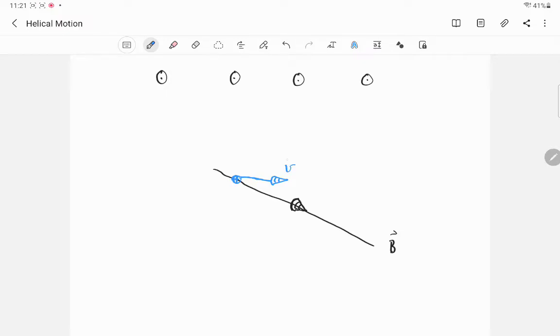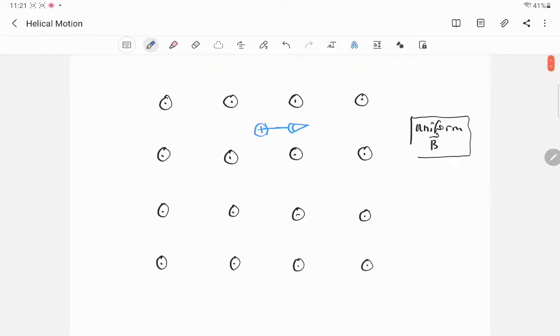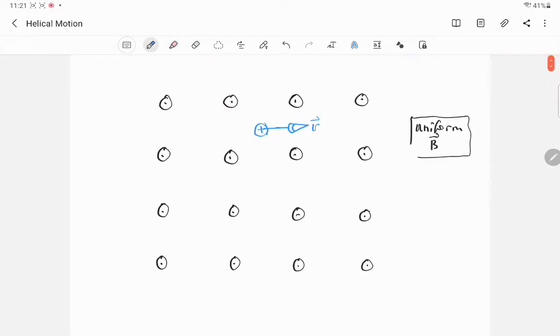So if this is the velocity vector, you can see that there's an angle between these things, and it's not 90 degrees. Up here, it's hard to see the perspective, but there is an angle that's not 90 degrees between the direction of the magnetic field in the background and the velocity of our little positively charged particle, right?